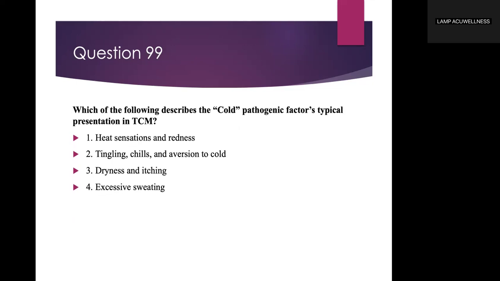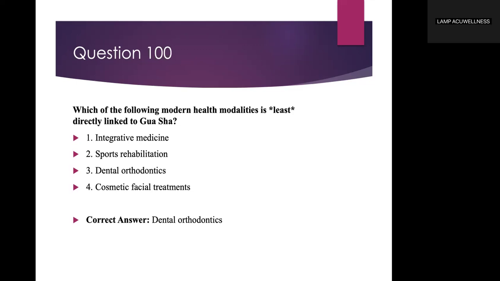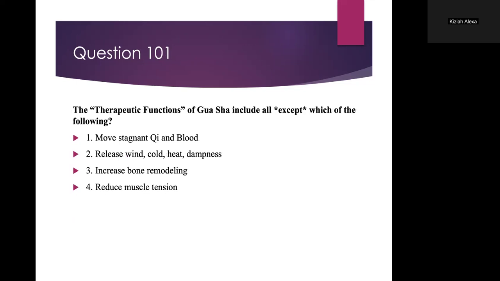Which of the following describes the cold pathogenic factor's typical presentation in TCM? Cold. So tingling, chills, and aversion to cold. Which of the following modern health modalities is least directly linked to gua sha? Dental orthodontics. The therapeutic functions of gua sha include all except which of the following? Except increased bone remodeling.